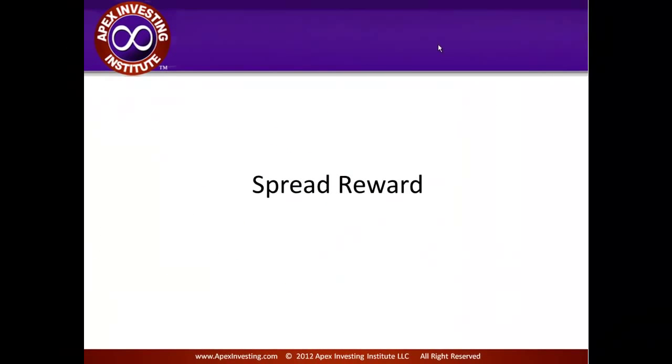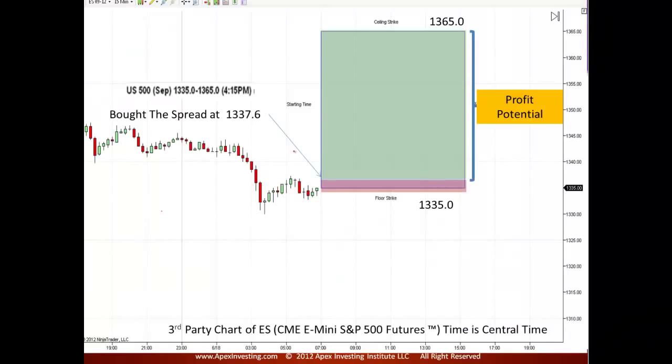Now let's look at the reward potential on this spread. The reward potential is the difference from where we bought the spread up to the ceiling of the spread. Again, you'll see that on the platform and in the ticket. Our ceiling strike is 1365. So the difference between 1365 and 1337.6 is how much money we can make on the spread.